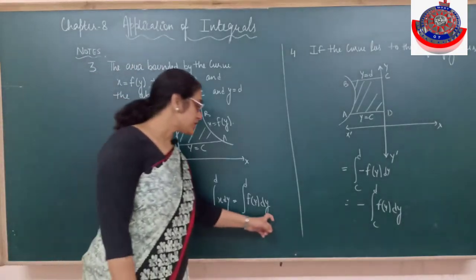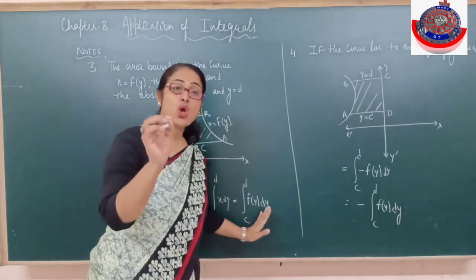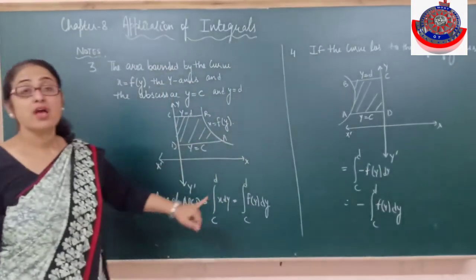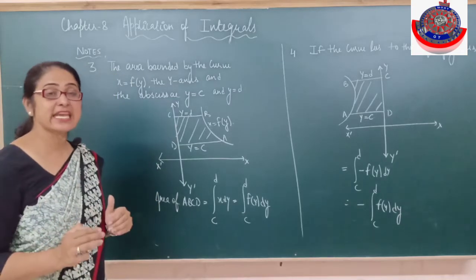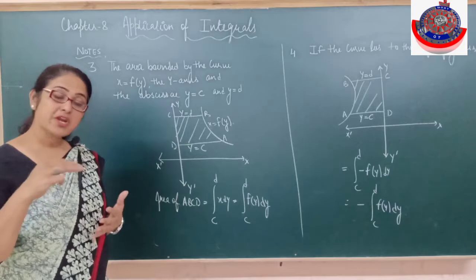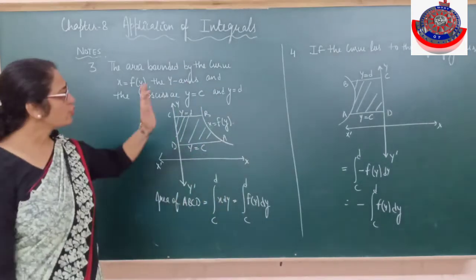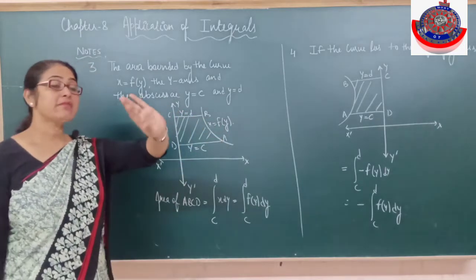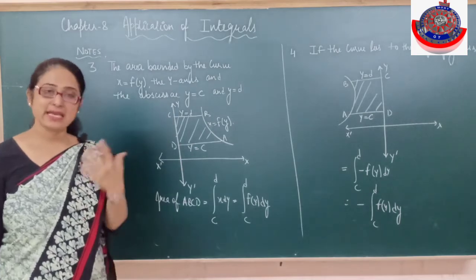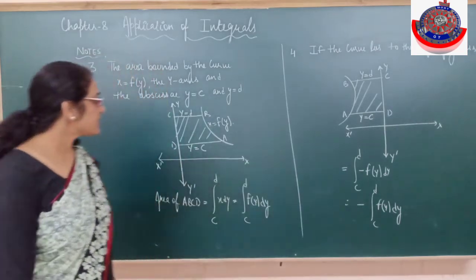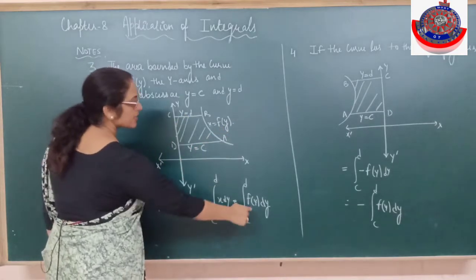When you are integrating with respect to y, when it is bounded by the y-axis, the integration will be with respect to y, and the function is also in terms of y. When you are integrating with respect to x, the function has to be with respect to x. That is the case when we do it bounded by the x-axis. Maximum number of questions are done bounded by the x-axis. But you should know this also. Few questions are there where maybe the curve is made in such a way that it's easier to calculate with the y-axis instead of the x-axis. Is it clear? So limit from c to d, f of y dy.